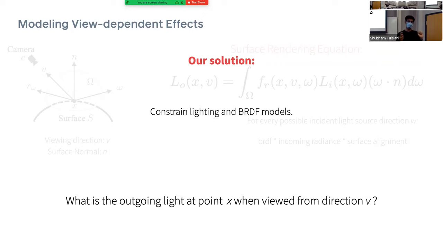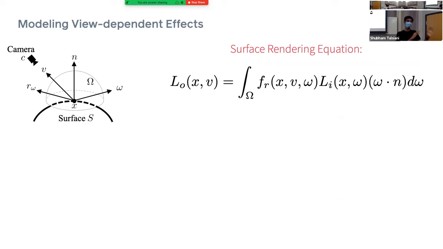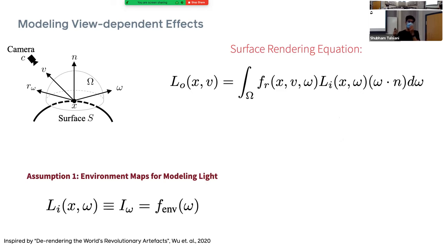And in particular, we make two assumptions about the lighting and BRDFs. The first one is that the lighting is independent of the point. This corresponds to an environment map, which is equivalent to saying that lights are all far away, like a car outside where the lighting is coming from the sky. Concretely, the light incident at a point X from direction omega is independent of the particular point X. It only depends on the incoming direction omega.